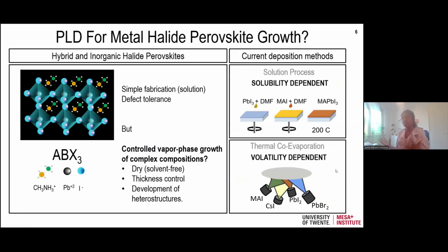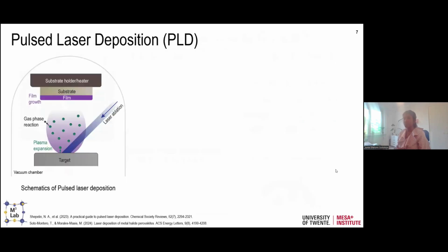Solution-based processing does offer simple fabrication and also gives films which are much more defect tolerant. But vapor phase growth is a dry processing technique, and you're also able to control the thickness. And if you want to move to the development of heterostructures, it is very convenient. So here I'm going to be introducing to you the vapor phase deposition technique called pulse laser deposition.